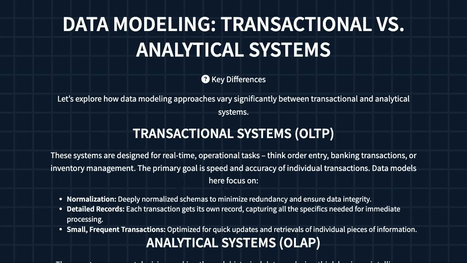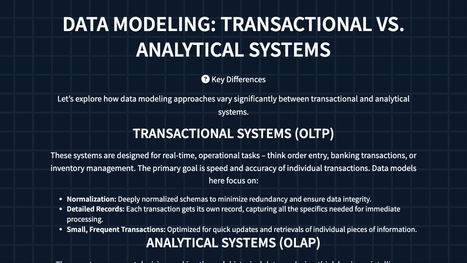Okay, let's talk about how data modeling changes depending on the type of system we're building. Transactional systems like your online store or a bank are all about getting things done right now. They need to process individual transactions quickly and accurately. So, the data models tend to be very highly normalized, meaning they avoid repeating information and prioritize data integrity. They're built for small, frequent updates.